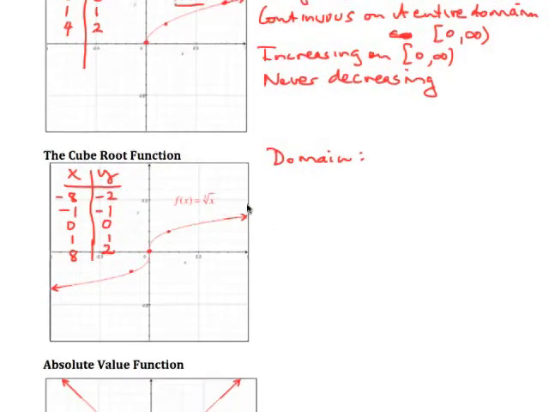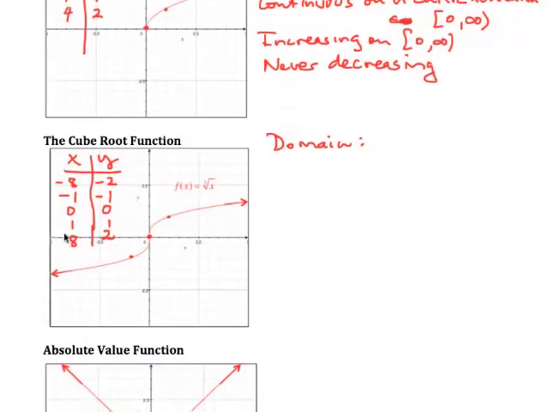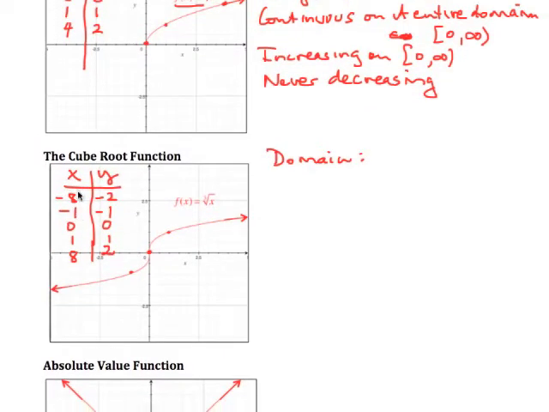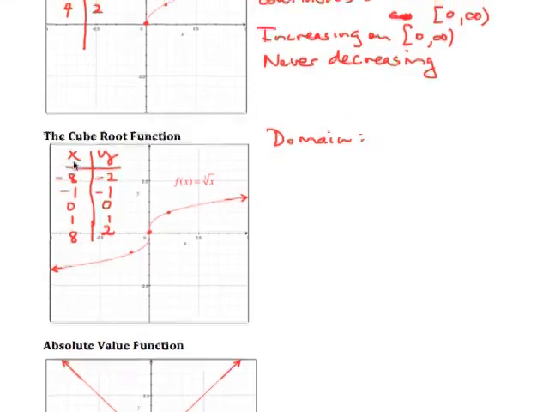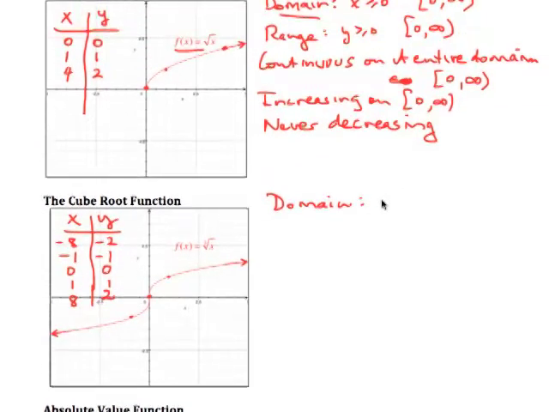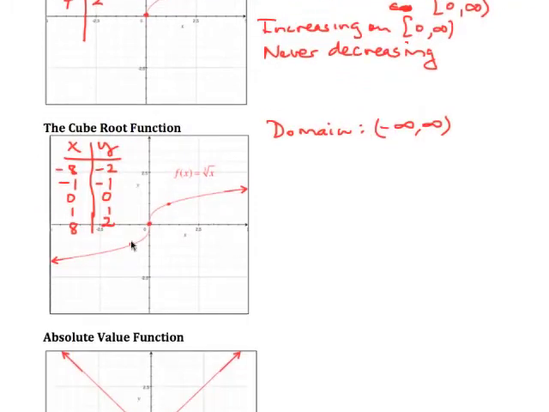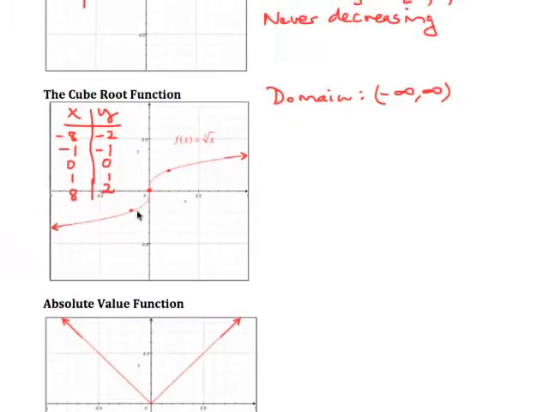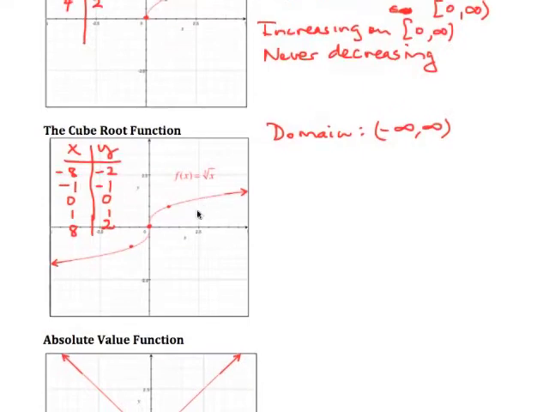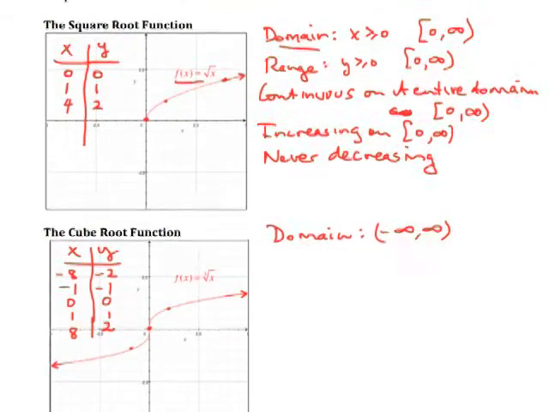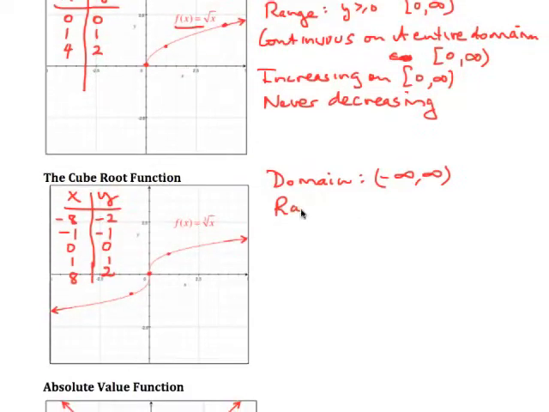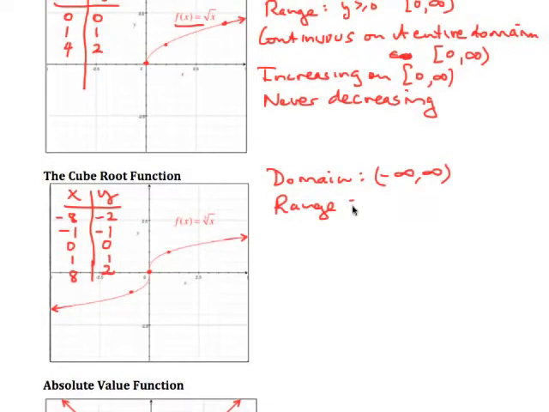Well, we can see that the domain is going to be all real numbers, because we can actually find the cube root of any numbers, whether they're positive or negative. Right, so that's going to be all real numbers. And notice that even though this is going down slowly and this is going up slowly, it will eventually keep going up and up and up forever. So the range, of course, is also all the real numbers.